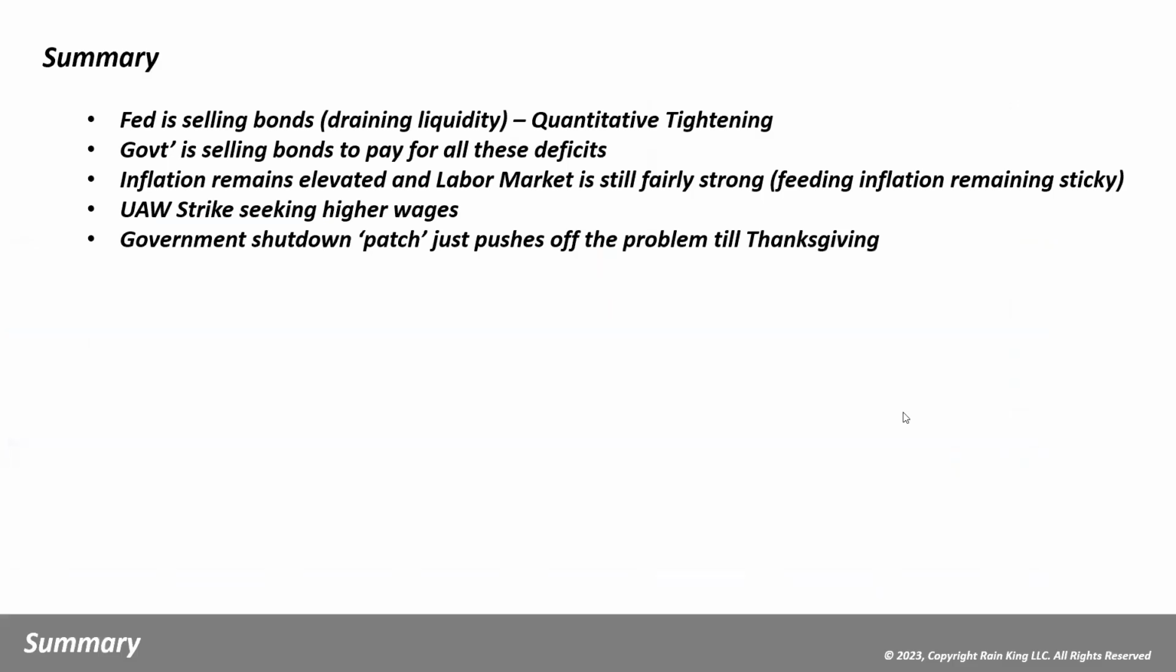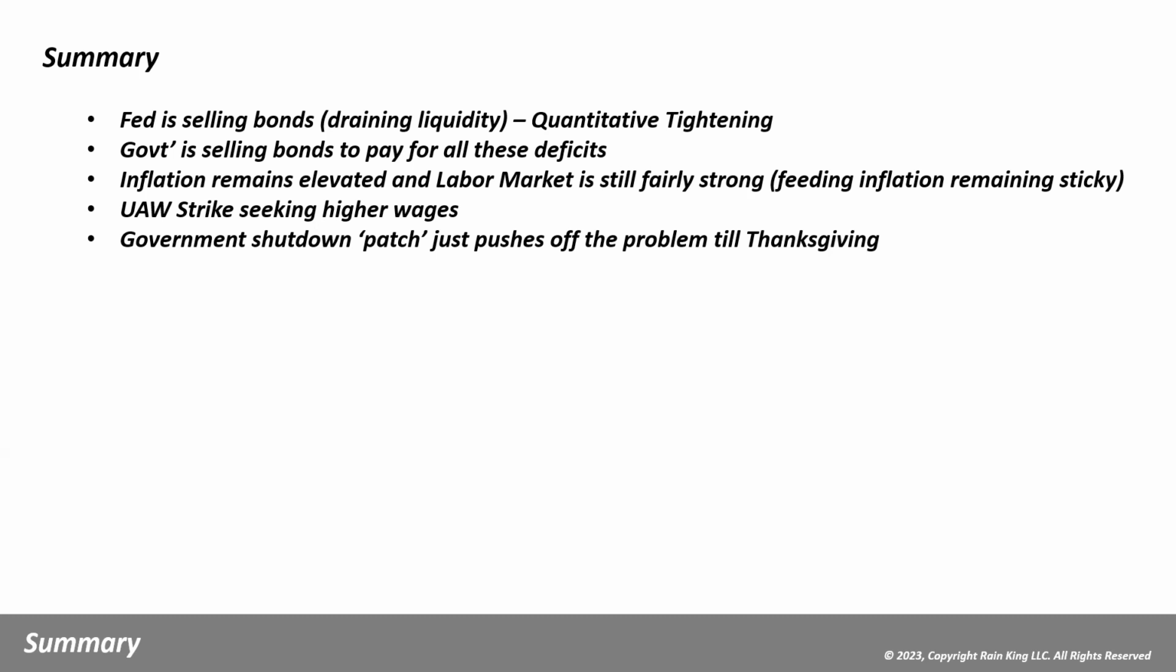So wrapping up, it has not been a good last 2 weeks. Basically, we have the Fed, which is hawkish. They're selling bonds and draining liquidity from the system. It's quantitative tightening. That's not helping the bond market. Our government here in the US is selling bonds to pay for all these deficits. So they are selling bonds as well to a market that is declining. And inflation still remains elevated.